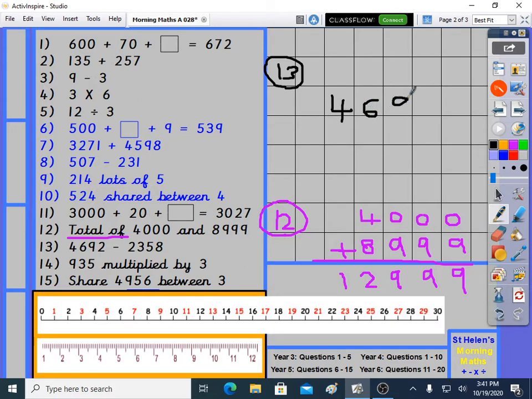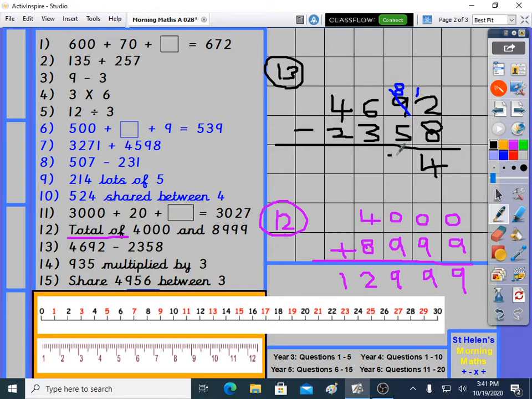4,692 take away 2,358. Well, we know 2 take away 8 won't work. So 2 will need some help from this 9, which goes down to an 8. 1 comes across. 12 take away 8 is 4.